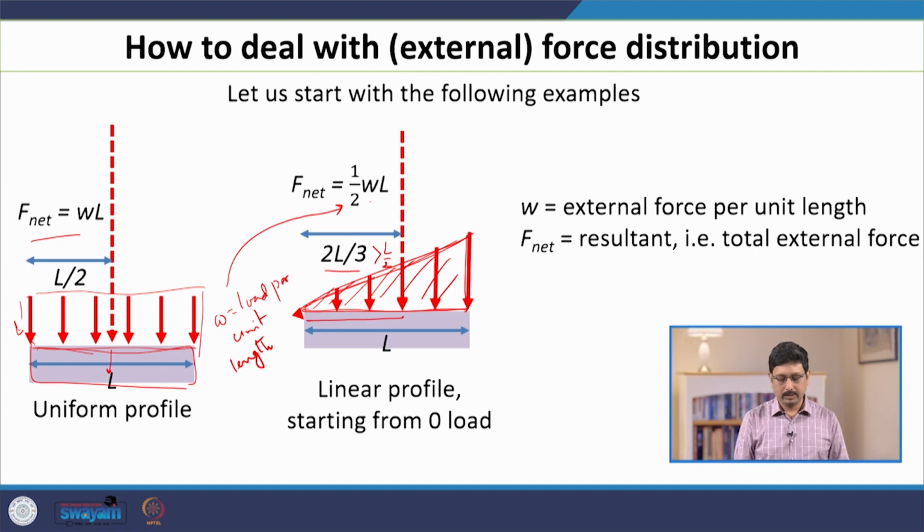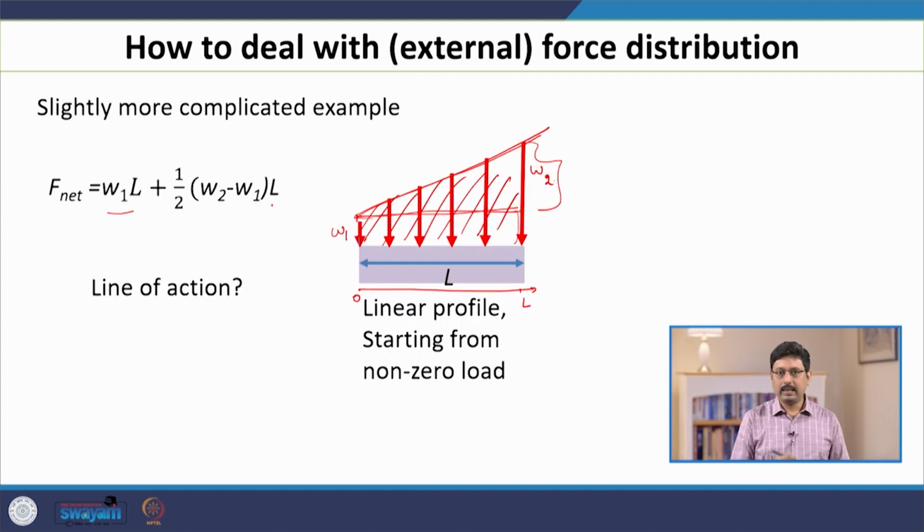With this example, the line of action is not so easy, because if you look at only the rectangle, you expect the line of action passing through the middle point, whereas if you look at the triangle, you expect it passing through the 2/3 distance. So this is L by 2, or half L, and this is 2/3 of L. If you combine them, it is not easy to see how to get the line of action.